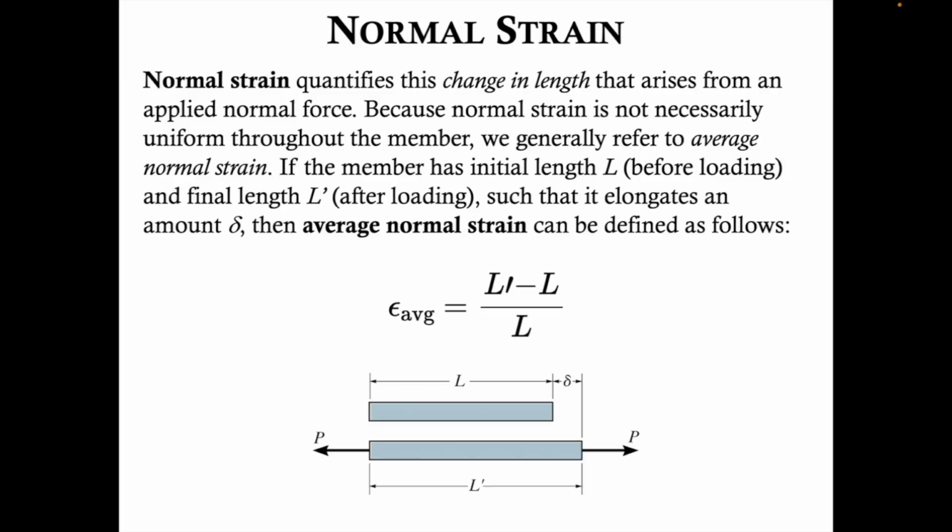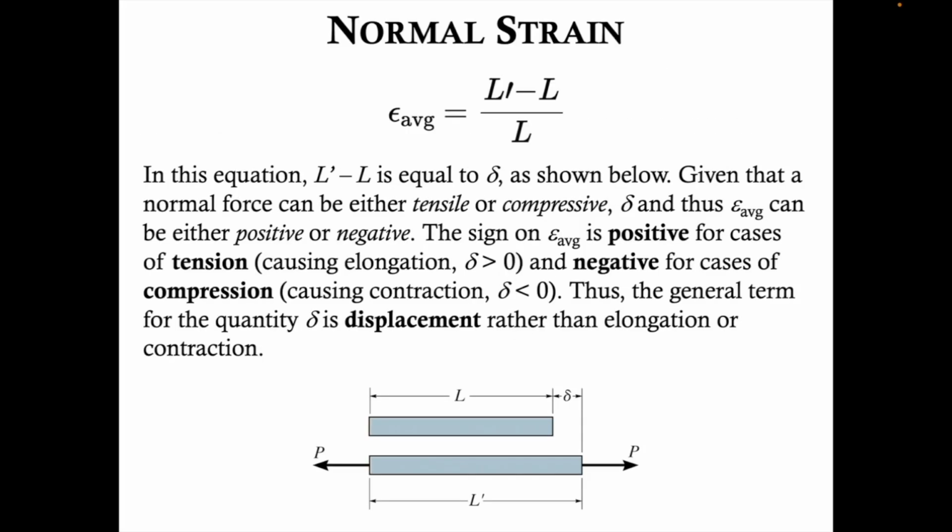Normal strain quantifies this change in length that arises from an applied normal force. Because normal strain is not necessarily uniform throughout the member, we generally refer to average normal strain. If the member has initial length L before loading and final length L prime after loading, such that it elongates an amount delta, then average normal strain can be defined as follows. Epsilon sub average, average normal strain, equals, on top, L prime minus L, and on bottom we have L. So on top we have the change in length, on bottom we have the original length. In this equation for normal strain, L prime minus L is equal to delta, as shown below.